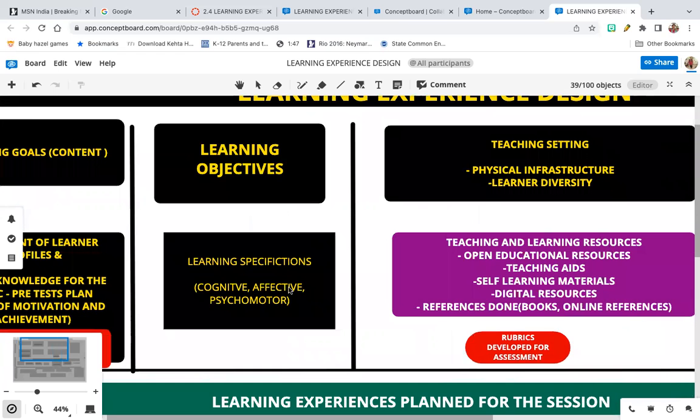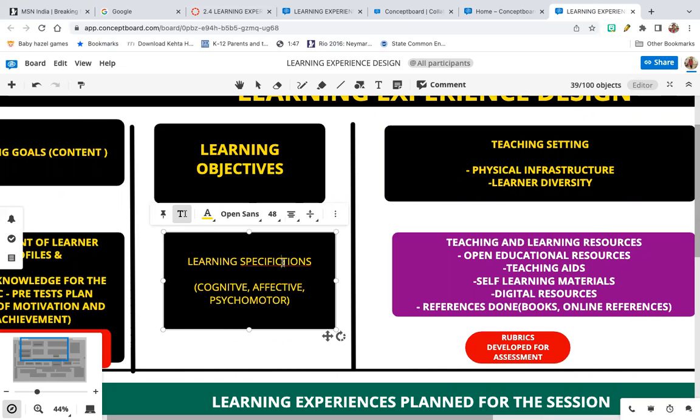Following the learning objectives are the learning specifications, which are again of the three levels: cognitive, affective, and psychomotor, where the child understands what is to be learned in that particular topic.